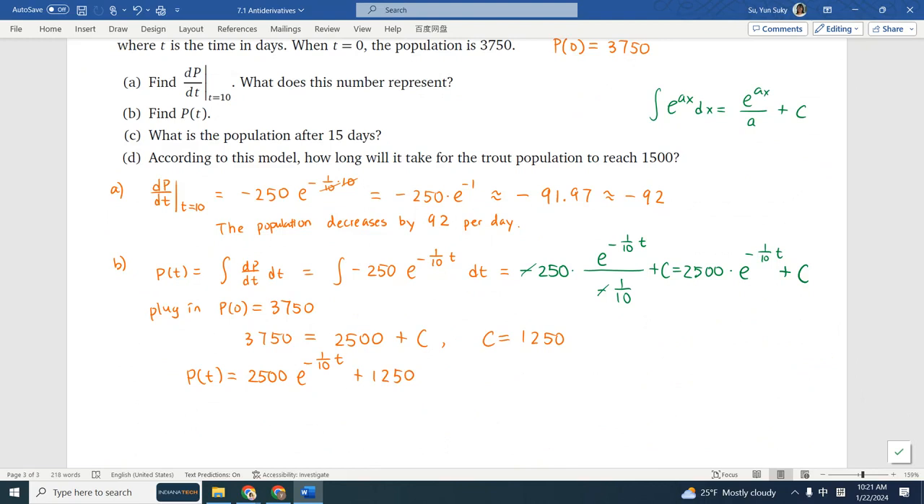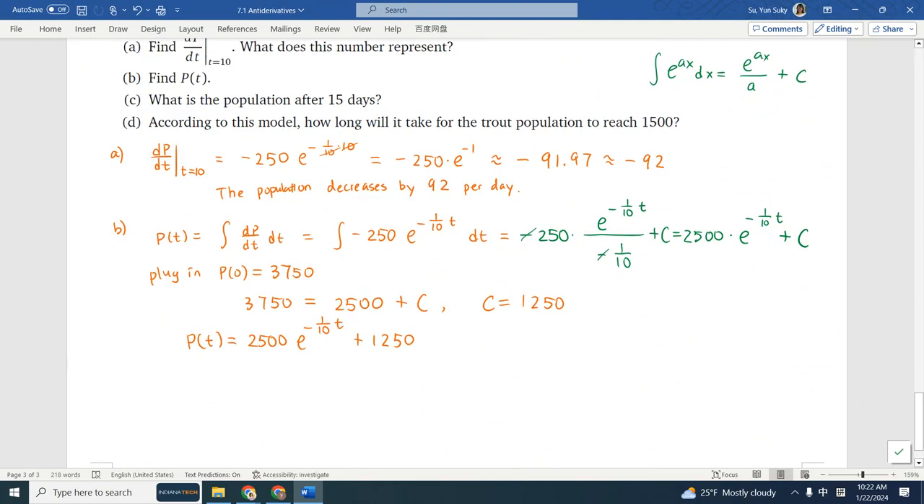This problem has a lot of parts, so you want to write tiny. If you run out of space, do you have space on the next page? Okay, good. Part C: what is the population after 15 days?